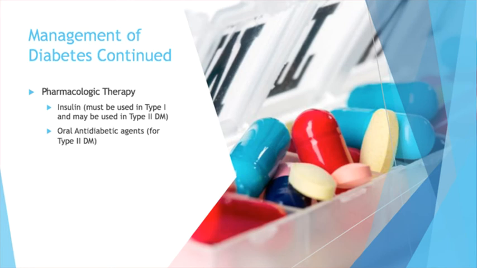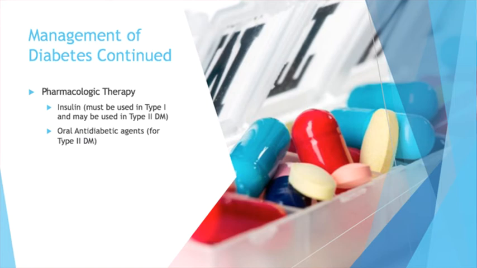So the next step in management of diabetes is drug therapy. Right? So they're either going to use insulin, and as I mentioned in patho, insulin has to be used in type 1 diabetes because they do not make insulin. And then depending on how well controlled type 2 diabetes is, they may or may not use insulin. And then your oral anti-diabetic agents are for type 2.